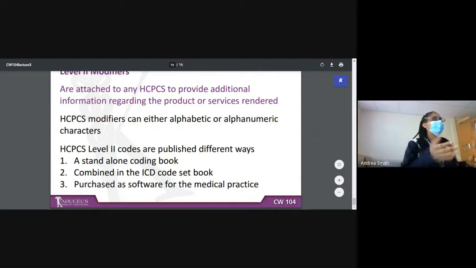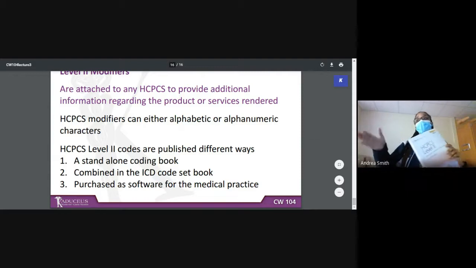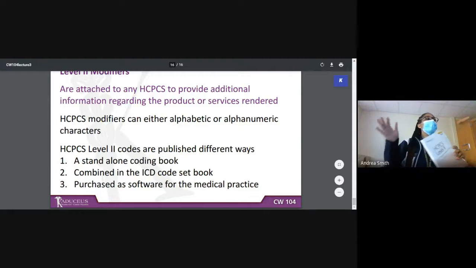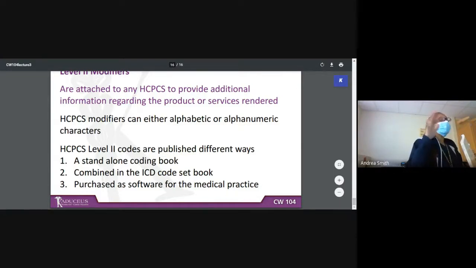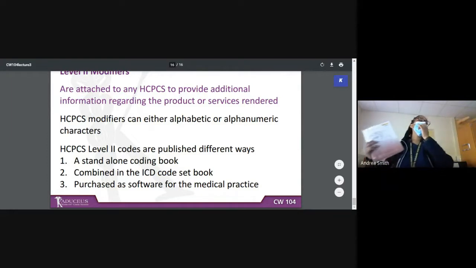So as you can see in the instructions, it says that it can be in a standalone coding book, which is right here, combining the ICD code set book, which is what you have. But again, that book is obsolete in the front. We no longer use ICD-9. And purchase of software of the medical practice. Now, some medical practices, it comes with the catalog already ready to go. Mine did not. So I had to go in and manually put in all these codes that I use, which I was not very happy about.